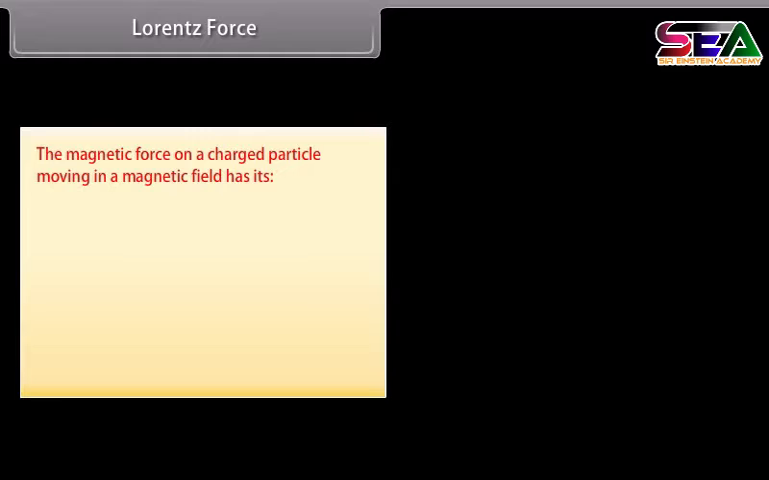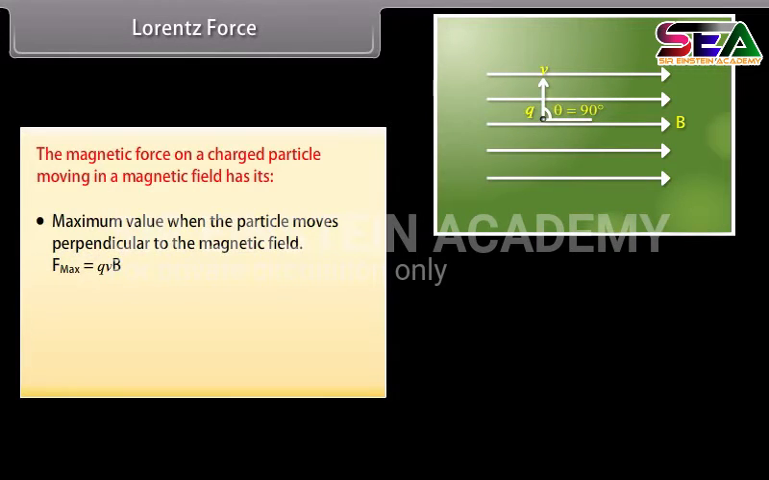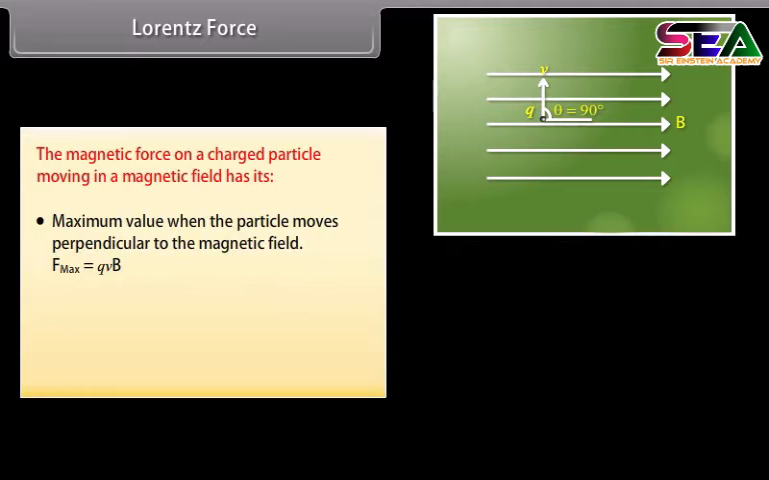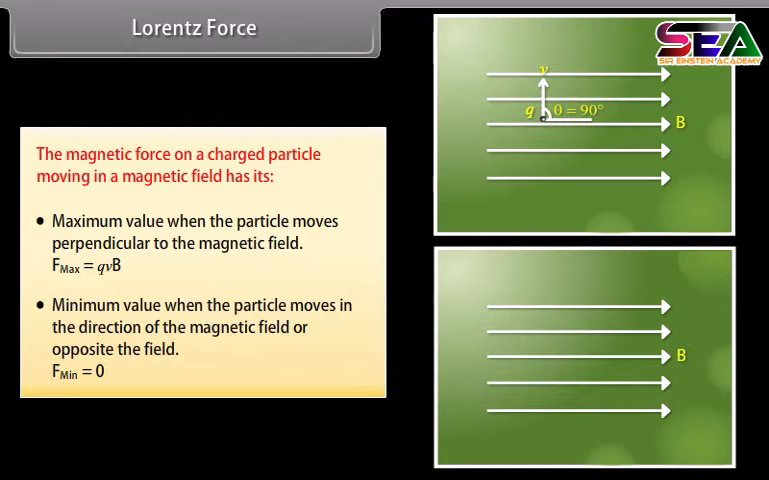The magnetic force on a charged particle moving in a magnetic field has its maximum value when the particle moves perpendicular to the magnetic field. F max is equal to QvB. It has a minimum value when the particle moves in the direction of the magnetic field or opposite the field. F minimum is equal to 0.